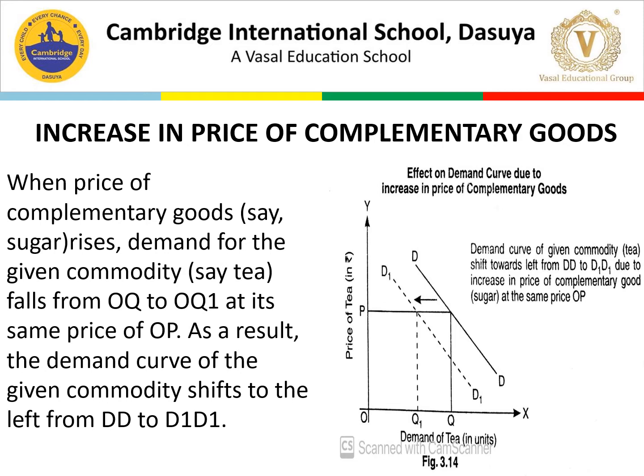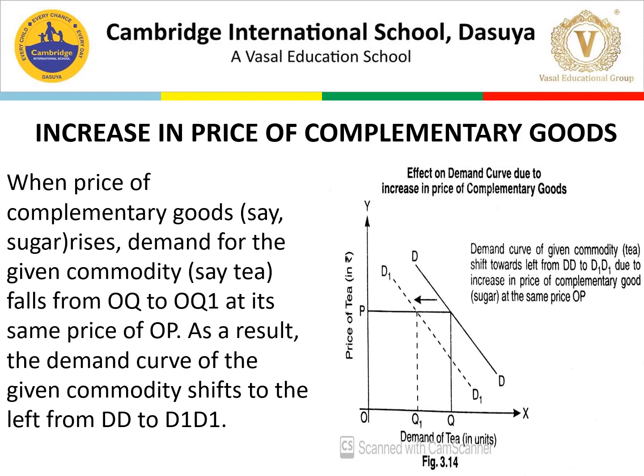So when the price of a complementary good, say sugar, rises, demand for the given commodity, say tea, falls from OQ to OQ1 at its same price of OP. As a result, the demand curve of the given commodity shifts to the left from DD to D1D1. So what is this telling? At the same price of tea, even if the price of sugar has risen, there is less demand for tea. So the demand curve will shift to D1D1. So we will have a leftward shift in this.